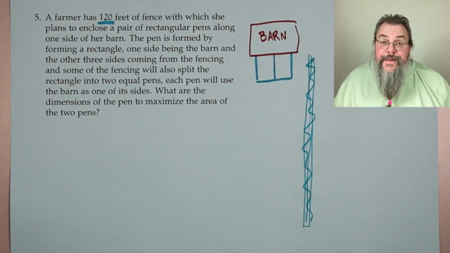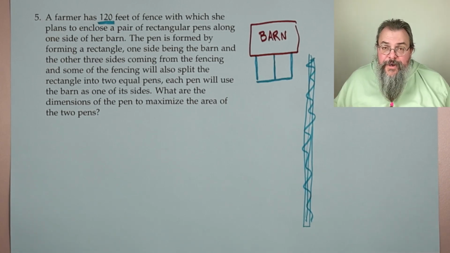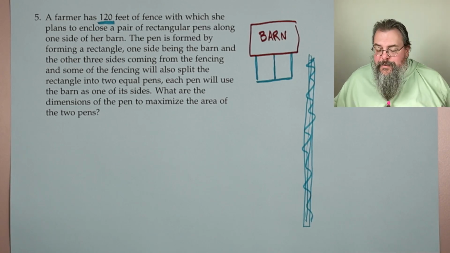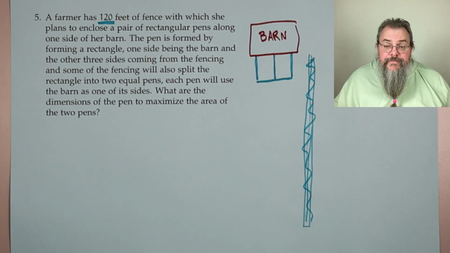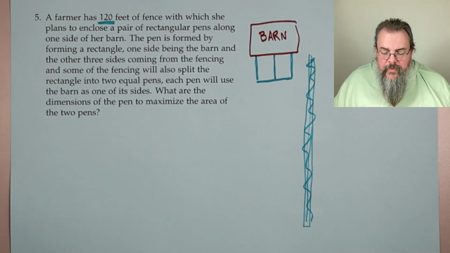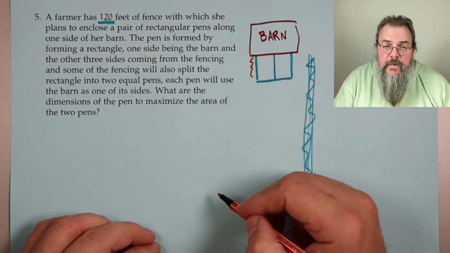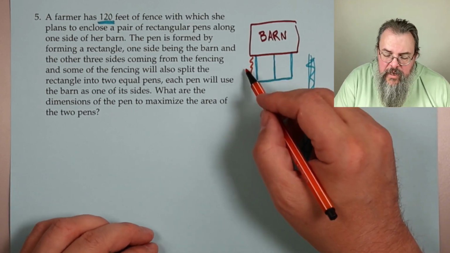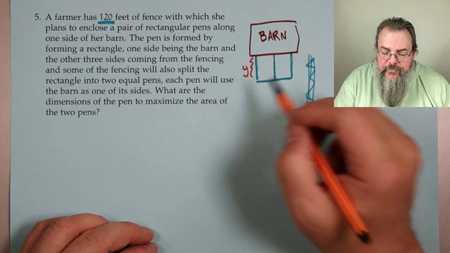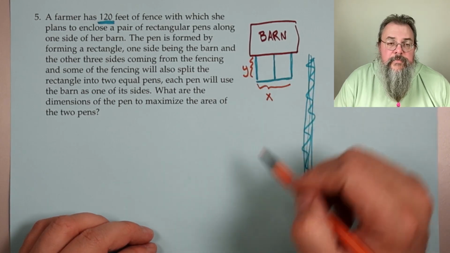Well, let's label things. We have things that we don't know. What we don't know, and what we're looking for, and that's sort of a clue as to what to label, are the dimensions. So let's label this distance here. This is one dimension, and we'll give it a dimension-like name. We'll call it y, since right now in this picture it's going up and down. And then this other length, we'll call it x.